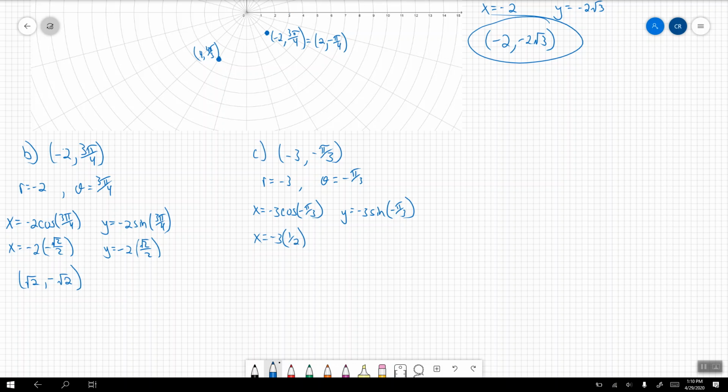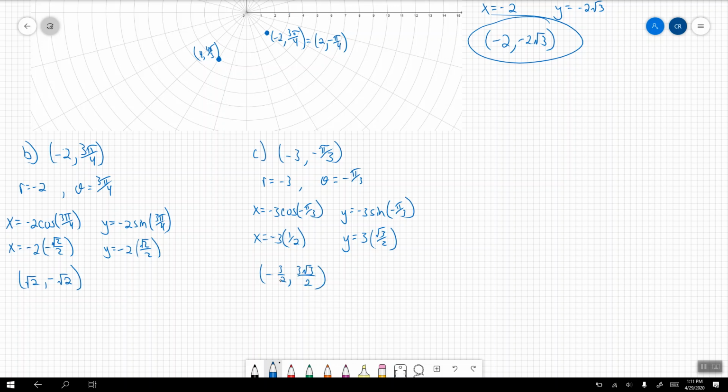Now, when we look at the y-coordinate, sine is an odd function, which means negative times a negative, so this is just going to be 3 times sine of pi thirds. It's the co-function of 1/2, so this should just be root 3 over 2. Which means our x-coordinate here is negative 3/2, and the y-coordinate is root 3 over 2.